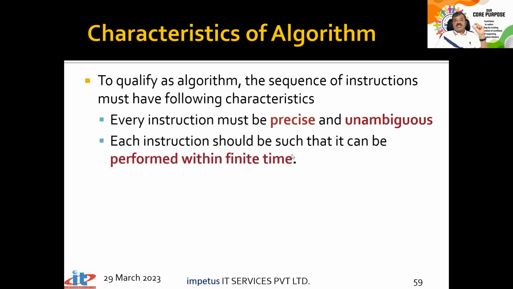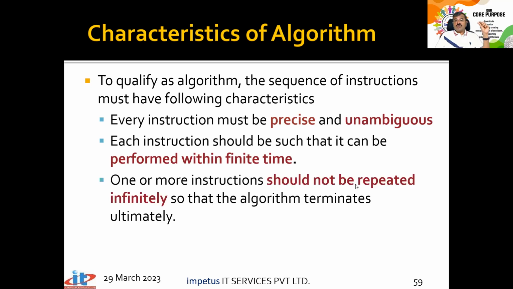Each instruction should be such that it can be performed within a finite time. That finite time can be 1 millisecond or it could be 1 day, but it should be getting over within a finite time. You should be able to tell how much time it will take to perform that particular operation. It could be as less or as more as you want, but it should be finite. It should not be infinite. कब खत्म होगा ये task मालूम नहीं. No, each instruction should be such that it can be performed within a finite time.